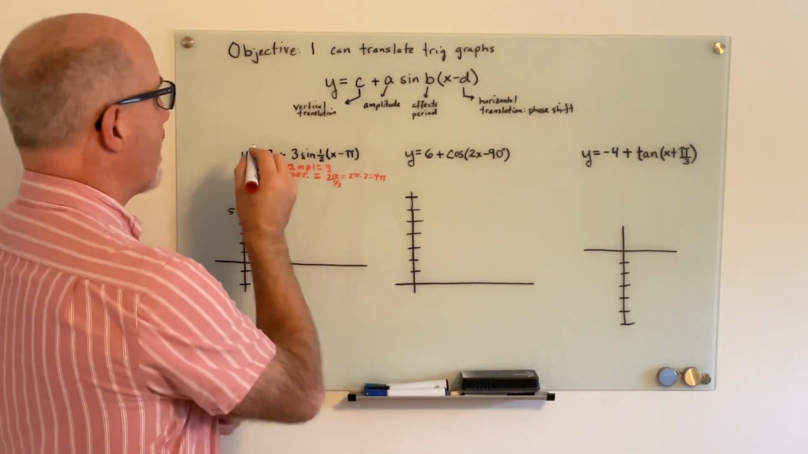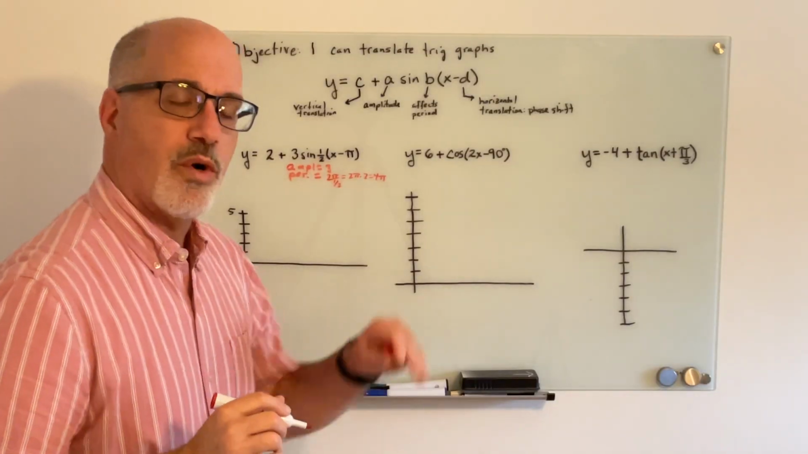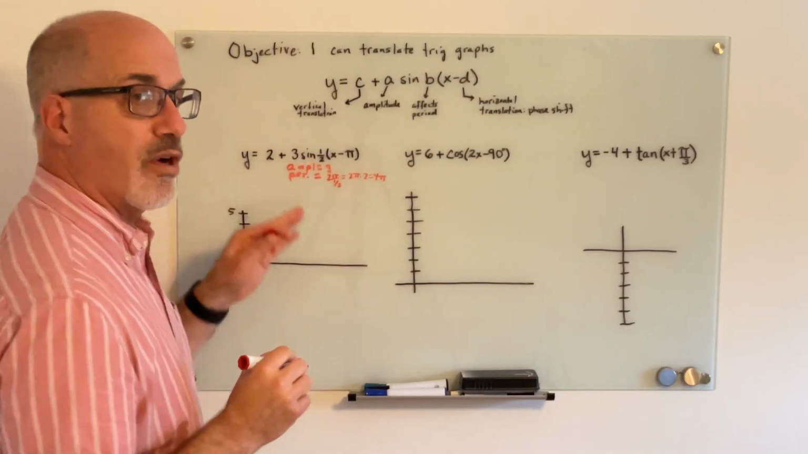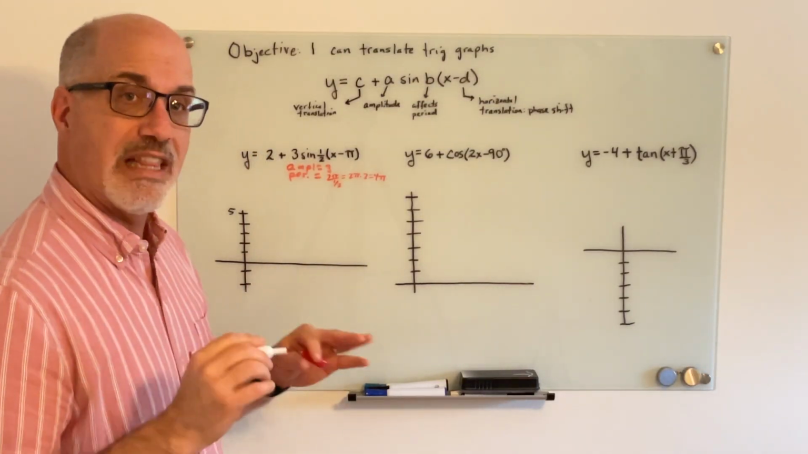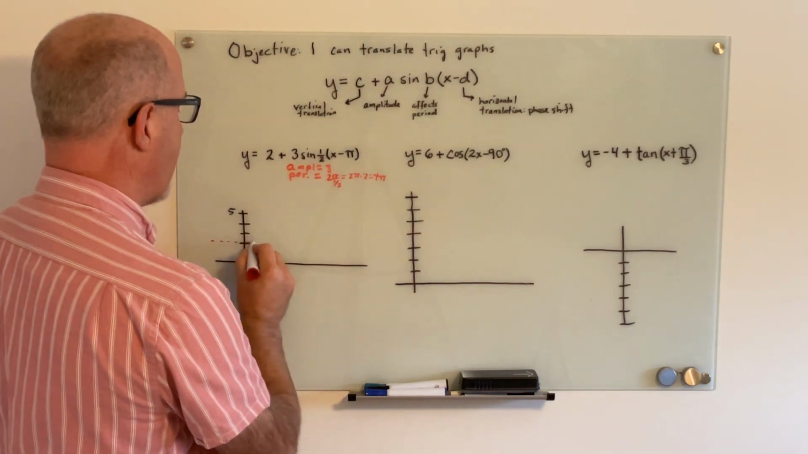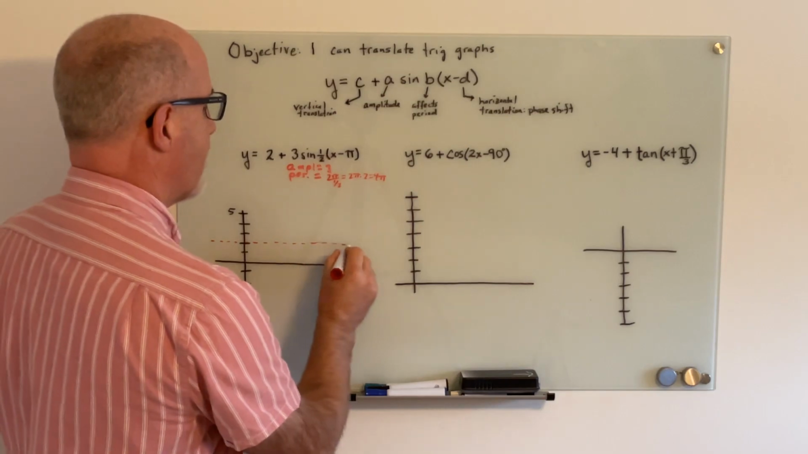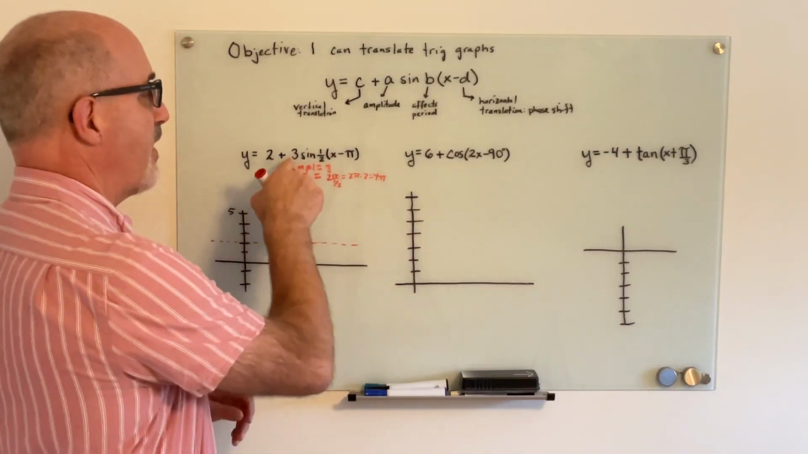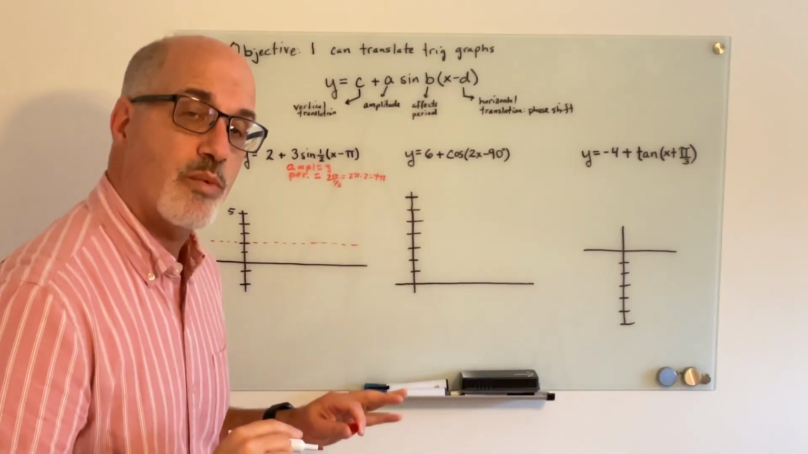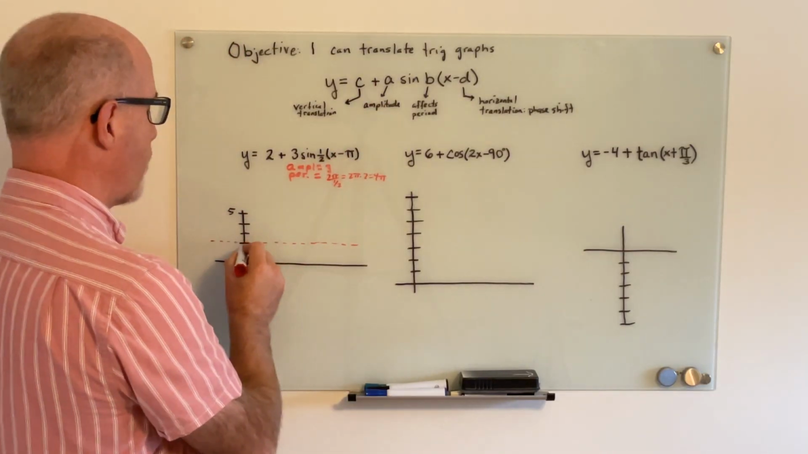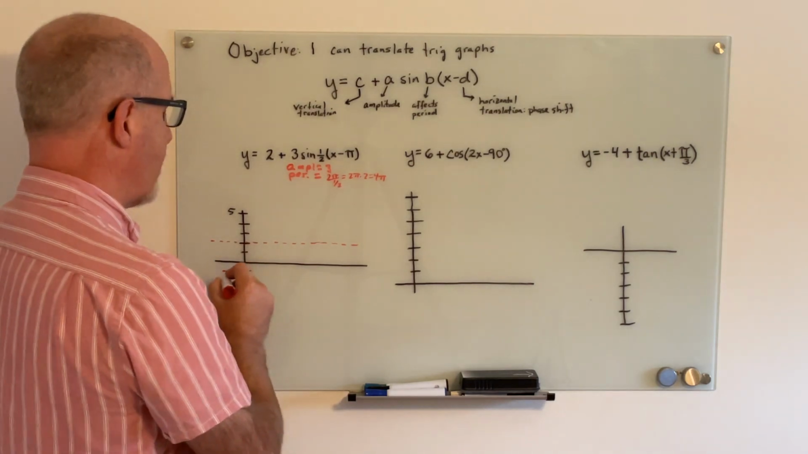Now, this number in front moves the whole graph up or down. So that number sets up a new midline for the graph. I'm going to go up 2 units and draw a dotted line right there. This is my new midline of the graph instead of being the axis. Then this amplitude takes it 3 units above, all the way up to 5, and 3 units below, all the way down to -1.